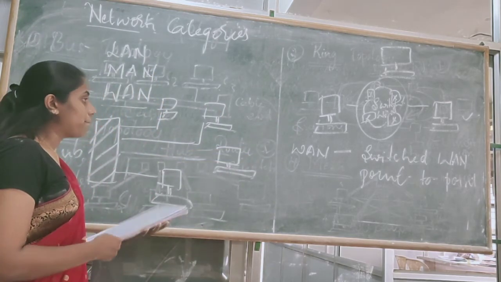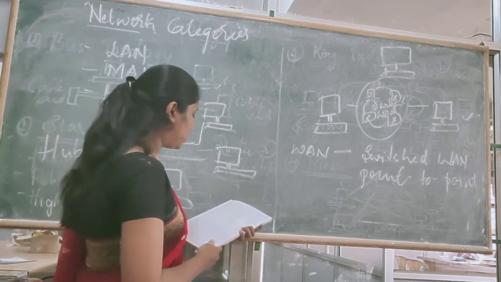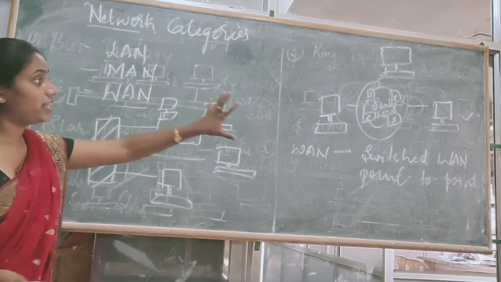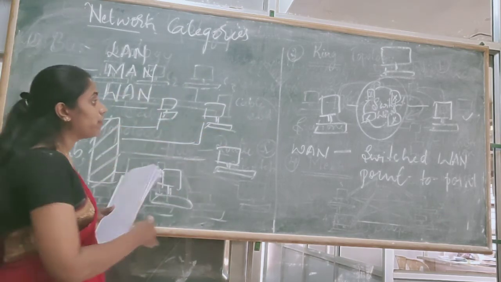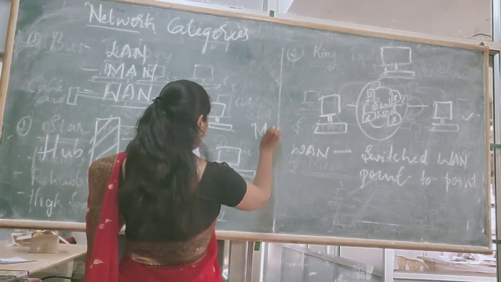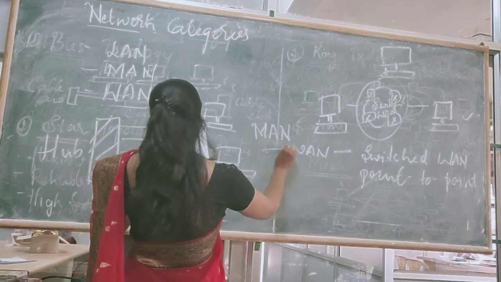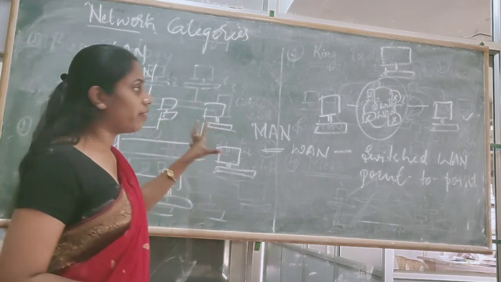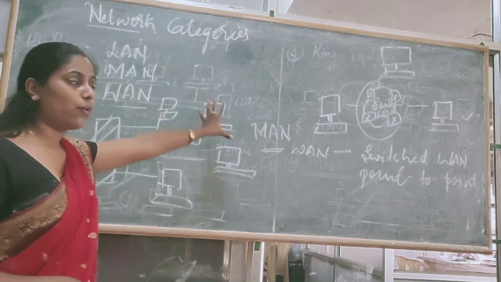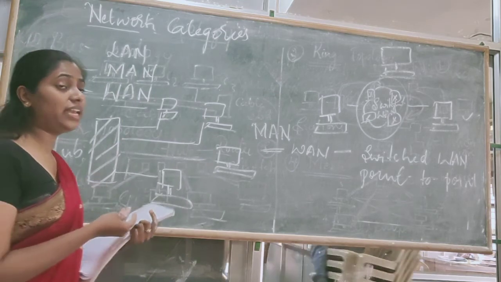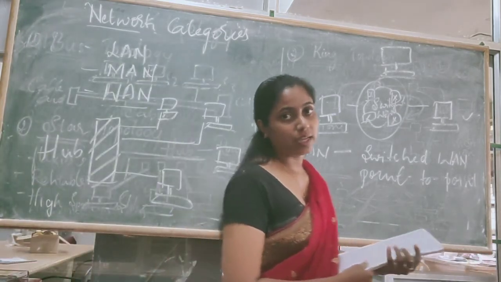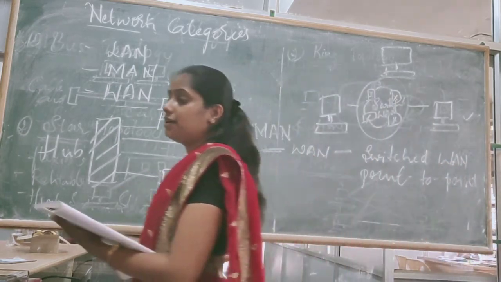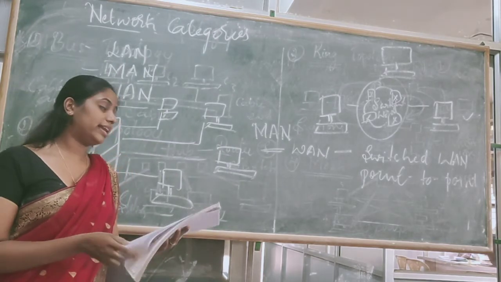The next one is MAN. MAN is a network which is established between LAN and WAN. In between these, we will establish MAN. Why we establish MAN: whenever we need a high-speed network, then we will establish MAN in between the LAN and WAN. So MAN stands for Metropolitan Area Network. It cannot be used singly. Okay. It will be used between the LAN and WAN.